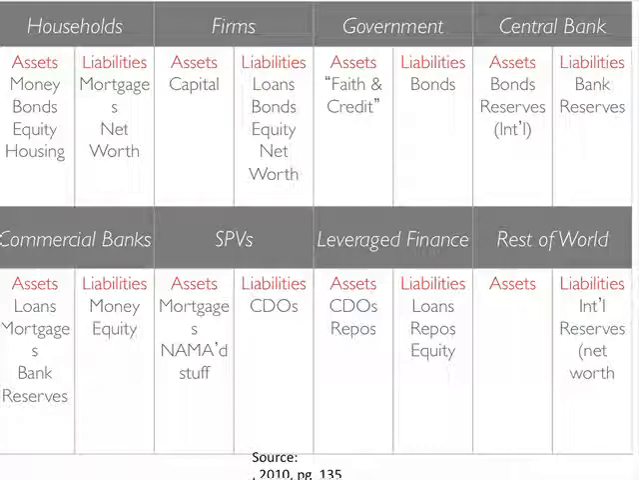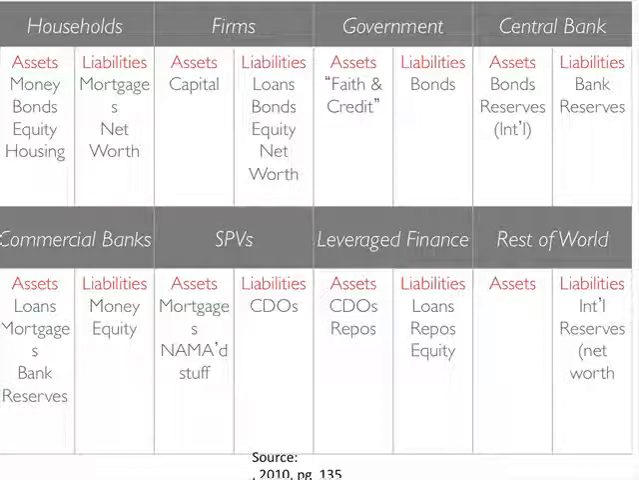Note for the households, it's really well developed. Households have money, bonds, equity, housing, all this stuff. They've got liabilities, mortgages, stuff like that, net worth. Firms have capital. They've got loans and bonds and equity and net worth. Okay. Government.